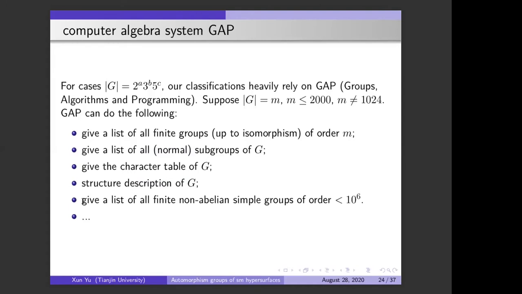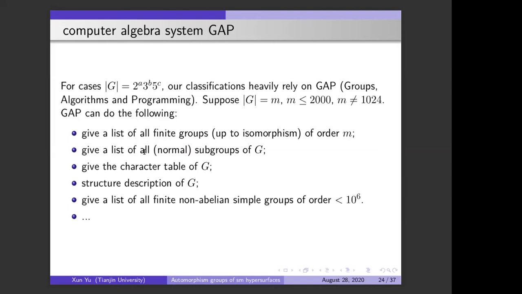This is for order less than 2,000. For non-abelian simple groups, it can do more, for larger orders, for example less than 1 million, giving a list of all possible simple groups. And there are more functions we use. Mostly we use this in our classification.